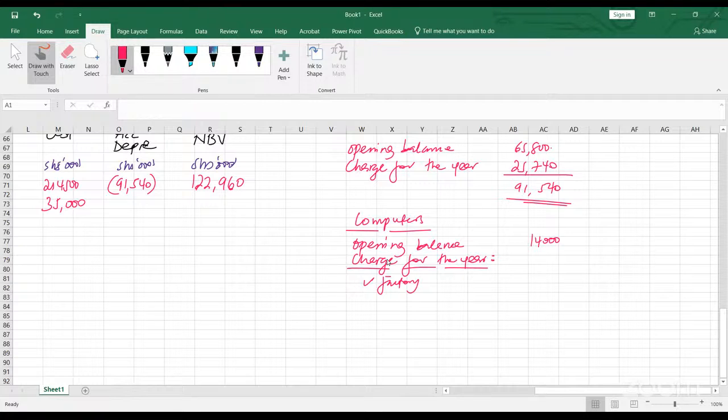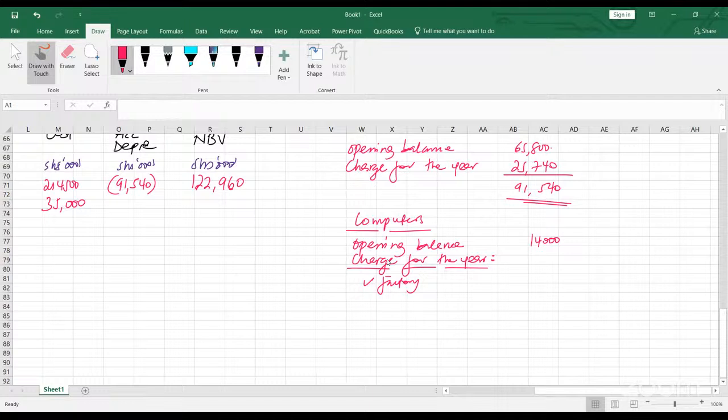Excuse me, sir. Is it 14,000 or 1,400? No, the depreciation balance from the question for the computers is 14,000. That is the opening balance. But now we want to find out the charges for the year, because the depreciation has been allocated to different sections of the financial statements. There is a figure we took to the manufacturing account. How much was that? We have some computers used in the factory.